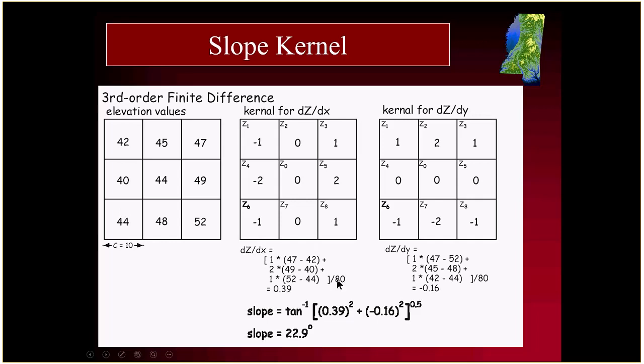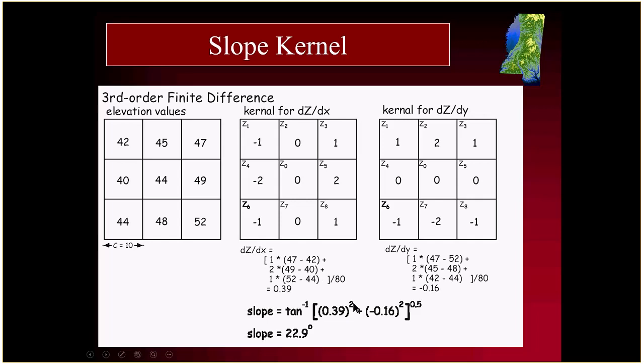And why would we divide it by 80 now instead of 20? Why did we divide it by 20 before? We were going from the center of this cell to the center of that cell, right? Well, now we've gone this one, and we've weighted this one twice. So we got 1, 2, 3, 4. 4 times 20 is 80. That's why that math works.